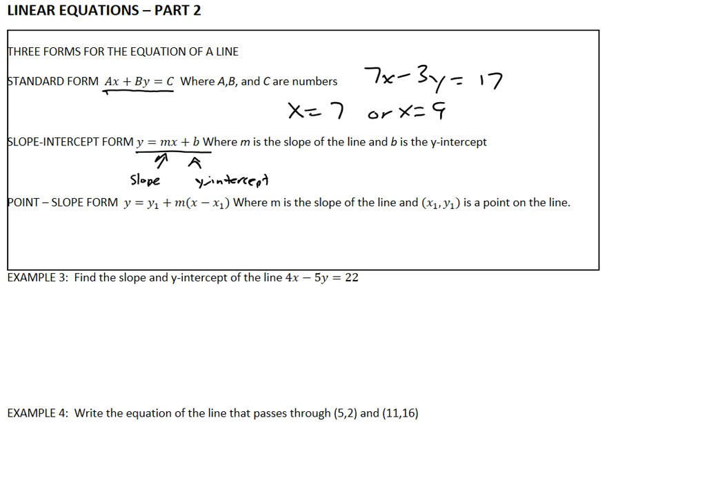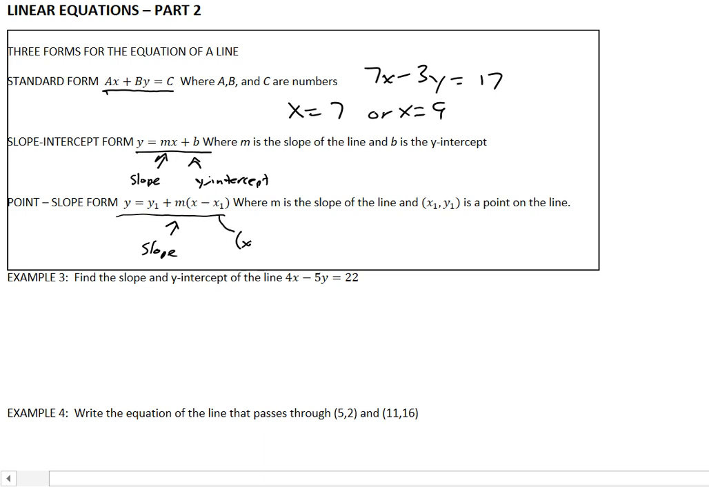And then point-slope form, much simpler. I highly recommend point-slope form. It's the one I use almost always. Slope, and then this is from the point, and this is from the point. So it's given the point and the slope. That's why it's called point-slope form. It's made up of the slope and the point.